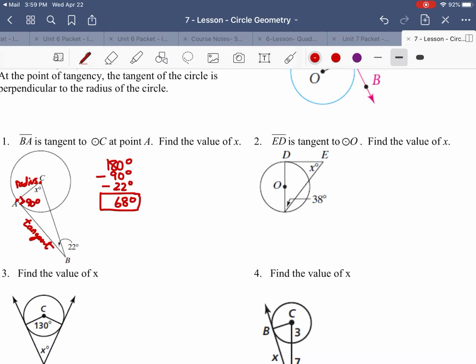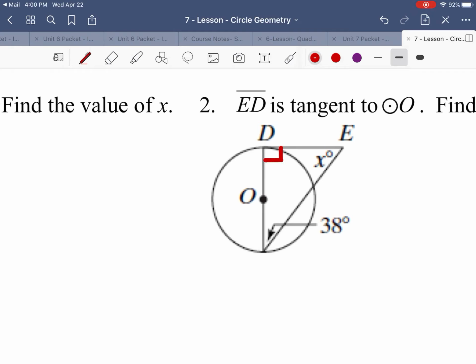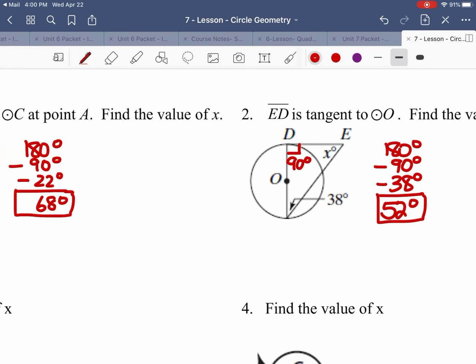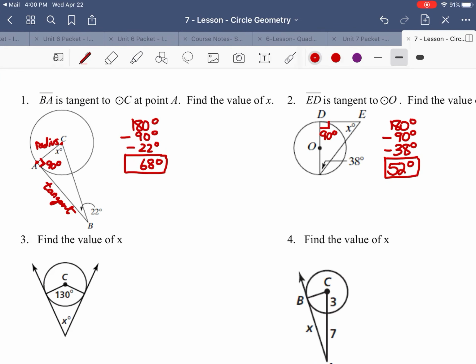We get another tangent relationship. ED is tangent to circle O. Find the value of X. So same general idea. Again, we know we have a 90-degree angle, so 180 minus the 90. You could really just do 90 minus 38, but I want you to be ready for situations where you're not necessarily dealing with a right angle. So it's dealer's choice there. So 52 degrees is what we're looking at here. 90 minus 38: 90 minus 30 is 60, minus another 8 is going to be 52.